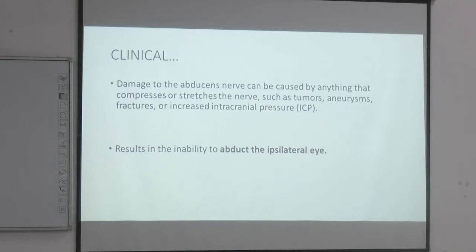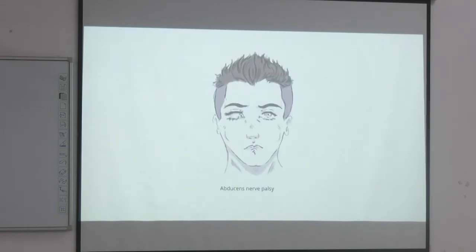And if you have an infection of the cavernous sinus, known as cavernous sinus thrombosis, that can lead to compression of the abducens nerve, and that results in inability to abduct the ipsilateral eye. This individual has this kind of ocular defect where the eye is moved to the medial side because of the unopposed action of the medial rectus, because the lateral rectus on this side is not working.